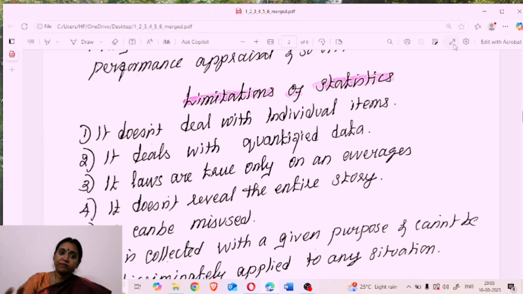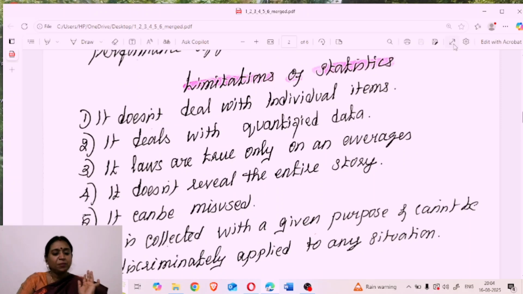Though it has a lot of positive sides, it has some limitations too. For example, if you have 100 students in our class, 60 students are girls, 40 are boys. So 60% girls, 40% boys. We can do interpretation, we can do mean, median, mode and all calculation. But if only one girl is present inside the class, we cannot do anything by using a single number. So it does not deal with individual items. It deals with quantified data. Its laws are true only on an average. It does not reveal the entire story.